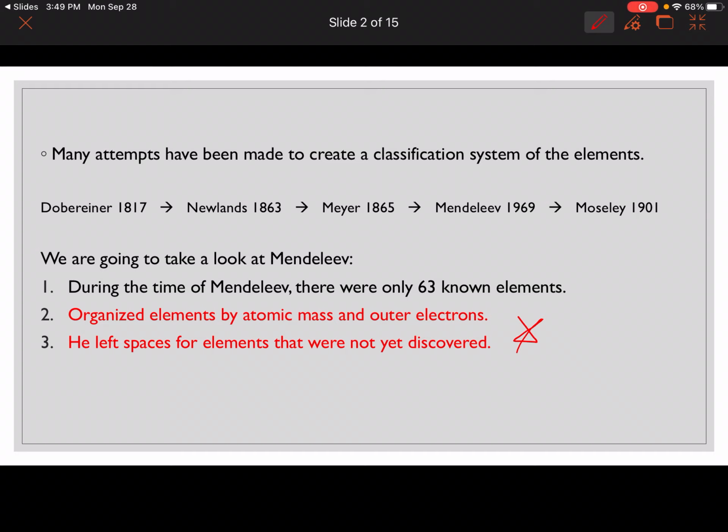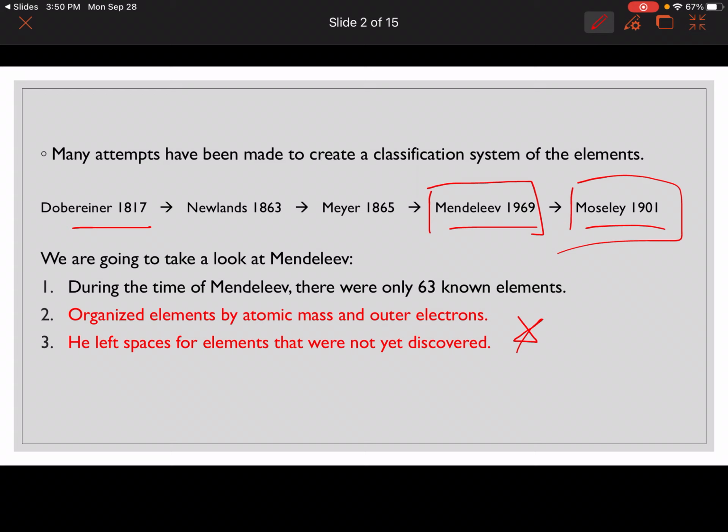Many attempts have been made to create a classification system of the elements, so this has been going on for a long time, and we see these different types. So we have Dobereiner in 1817, then Newlands and Meyer, Mendeleev in 1869, and then Moseley in 1901. And Moseley is the current one that we use. We're going to take a look at Mendeleev and then at Moseley. So first let's look at Mendeleev.